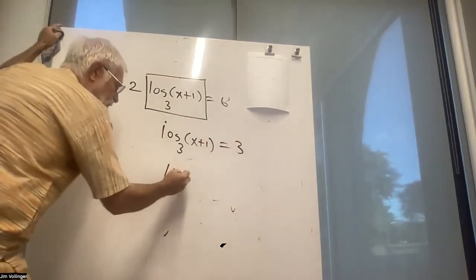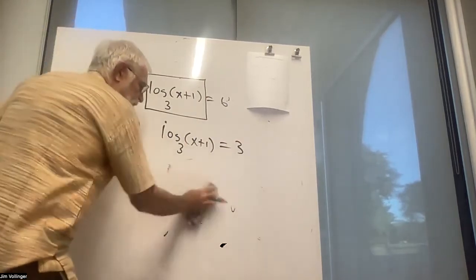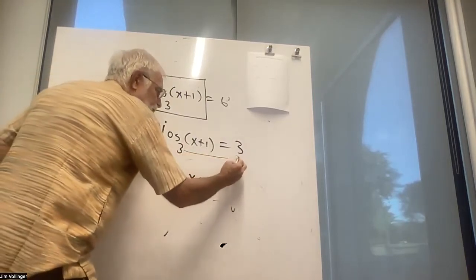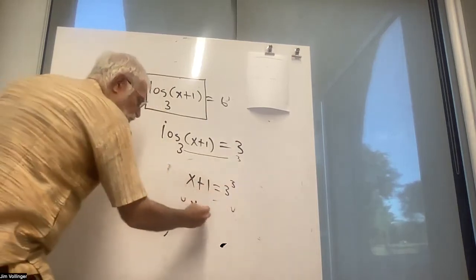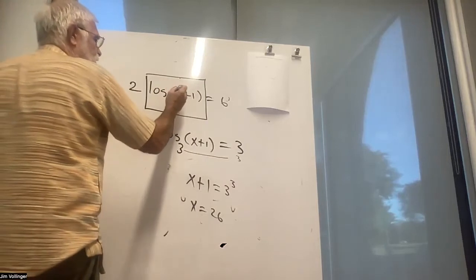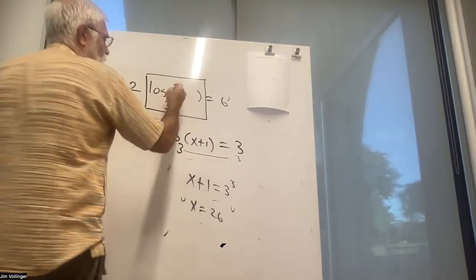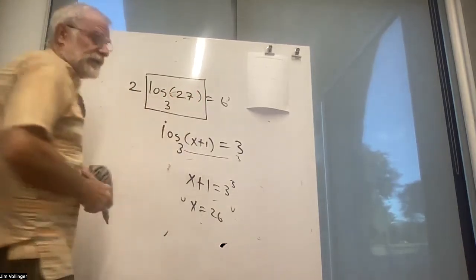So now I have log base 3 of x plus 1. This 3 is going to become the base right there. 3 to the 3. So now I've got x equals 26. All right, so now we go back and check. That's why it's good to check your work. 26 plus 1 is 27. What's the exponent you put on top? 3 to get a 27 to 3. 3 times 2 is 6.